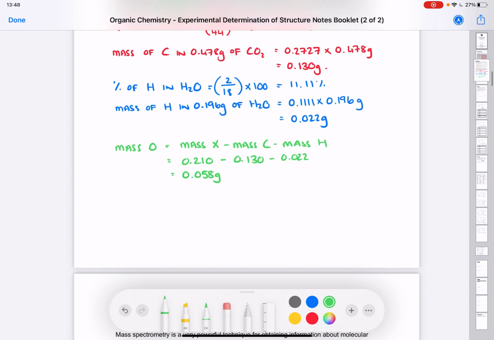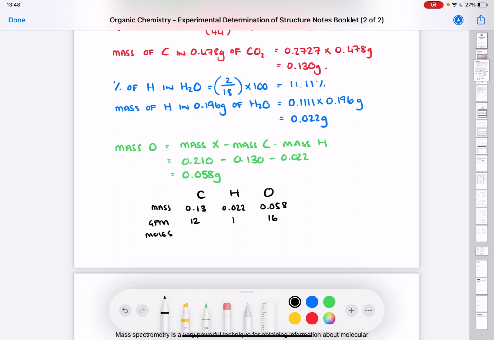Okay, from there, we are then able to do our empirical formula. So it's going to be a wee bit of a squeeze to fit that in on this page, but we will try our very best. So we're going to have our carbon, hydrogen and oxygen, starting with the mass of each of the substances. So carbon was 0.13, hydrogen 0.022 and oxygen 0.058. Then I'm going to pop in the gram formula masses. So carbon has a gram formula mass of 12, hydrogen is 1, oxygen is 16. We're then going to work out the number of moles by doing the mass divided by the gram formula mass.